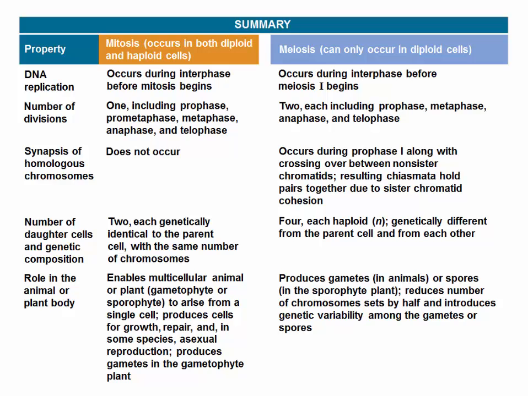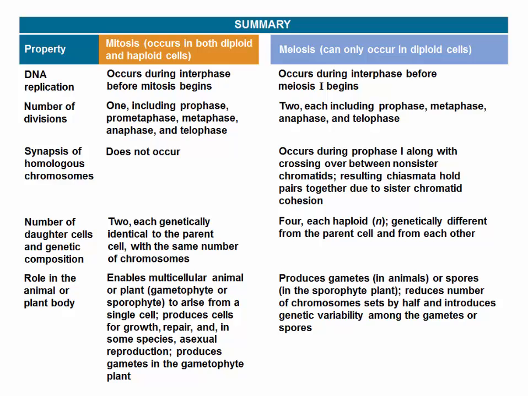In mitosis, the number of daughter cells and genetic composition, let's talk about it. Well, it's going to be 2 daughter cells genetically identical to the parent, with the same number of chromosomes. After meiosis is complete, you have 4 daughter cells, each with half the genetic component and each distinct not only from each other but from the parent.